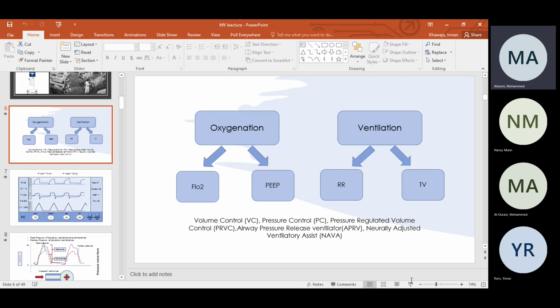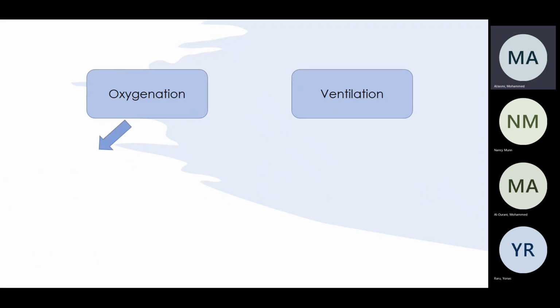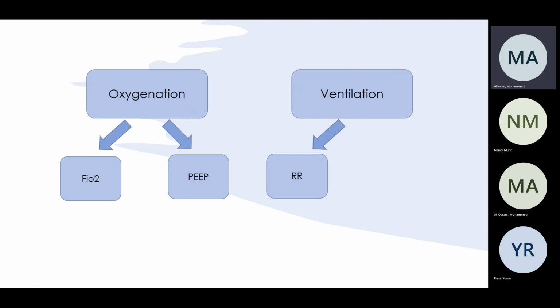So here, mechanical ventilation is not a separate entity. There's ventilation and oxygenation, and both are related to each other. I don't like when someone starts thinking, if it's oxygenation, we're going to affect the FiO2 and PEEP, and if it's ventilation, it's respiratory rate and tidal volume. It's one lung. It's one unit. You have to think about it that way: if you change something, it might affect the other part of the disease.